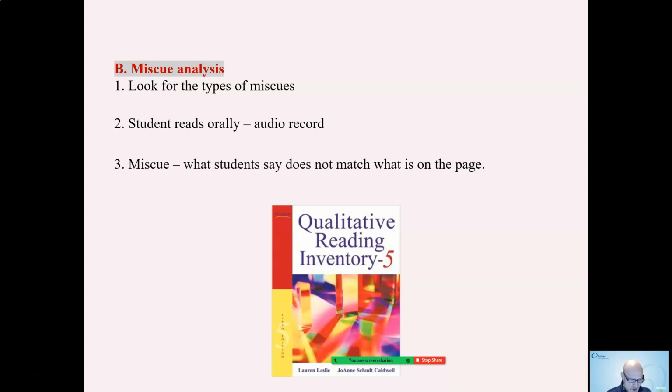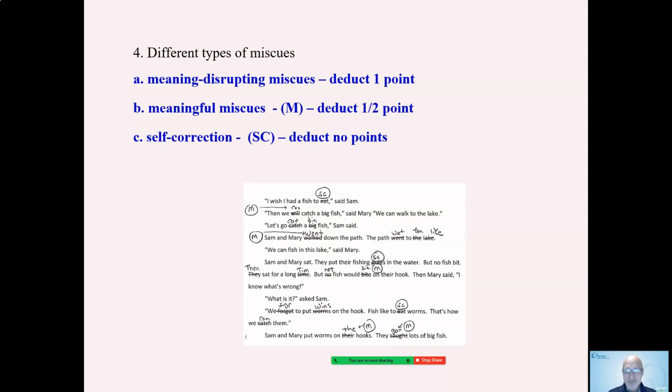Now again, the student reads orally and you audio record that so you can go back and you can analyze what they did, looking for the types of miscues that they make. And as I explained earlier, a miscue is when what the student reads out loud does not match what's on the page. We don't call them errors because sometimes they're mature reading behaviors. There's different types of miscues.